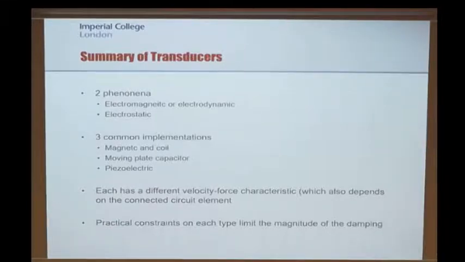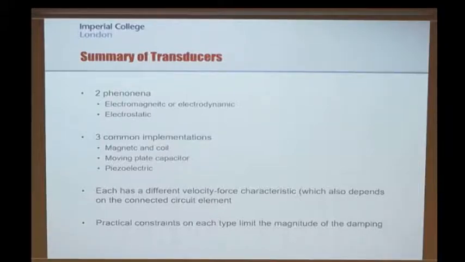Each one of these characteristics, as you've seen, is going to have a different velocity-force characteristic. The very simple magnet and coil type arrangement, at least assuming that we're operating at relatively low frequency, is going to look almost like a perfect linear damper, where the force is proportional to the velocity. The piezoelectric material sometimes can look like that. And as you've seen, it effectively has a linear damping element plus a small correction to the spring stiffness.